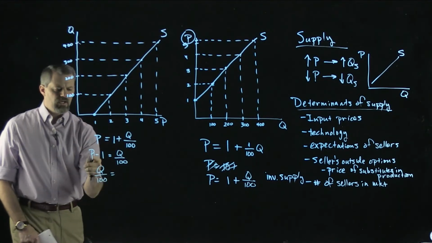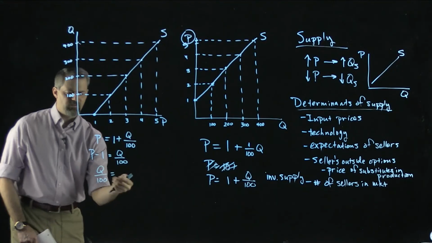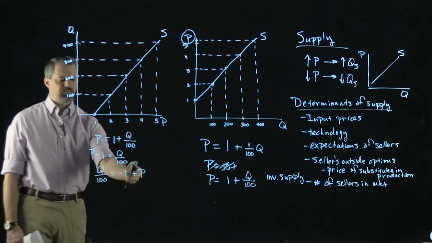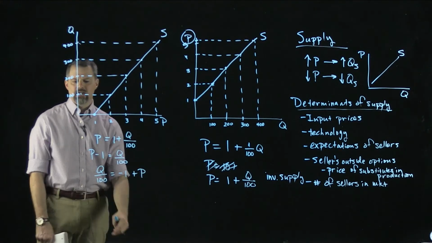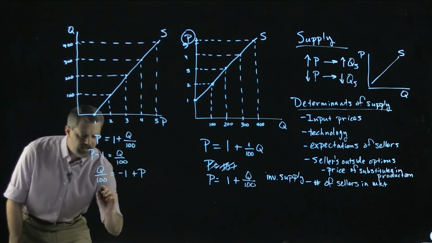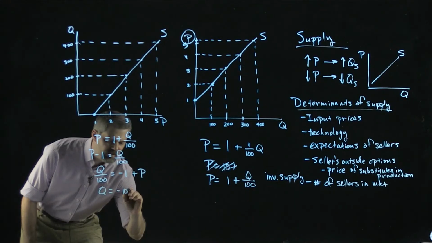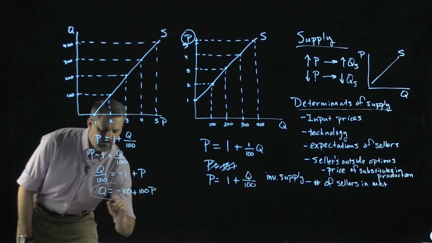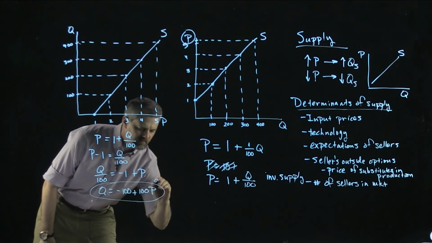I'm also going to reverse the order of these two things when I put them over here. Minus 1 plus P. That's the same as P minus 1. I just changed the order. I'm going to multiply by 100. I get Q is equal to negative 100 plus 100P. There is our supply curve.